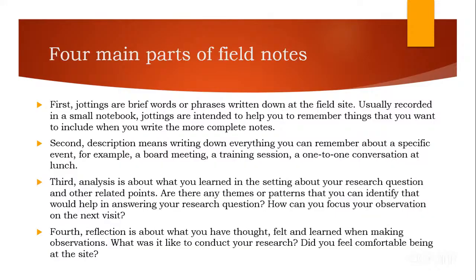There are four main parts of the field notes. First, jottings are brief words or phrases written down at the field site, usually recorded in a small notebook. Jottings are intended to help you remember things that you want to include when you write the more complete notes. You yourself as a researcher may decide which part of the information that you have received is very, very important, and will contribute to whatever findings will be reported at a later stage. So if that is there, it is very important that you jot down the exact phrases or exact words that were used by the different participants there.